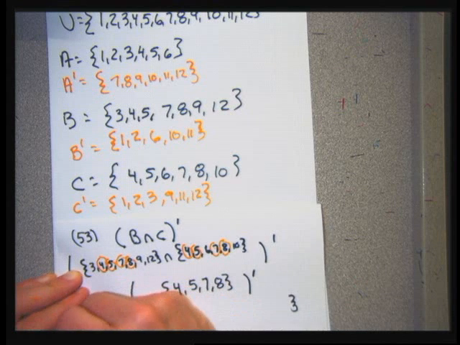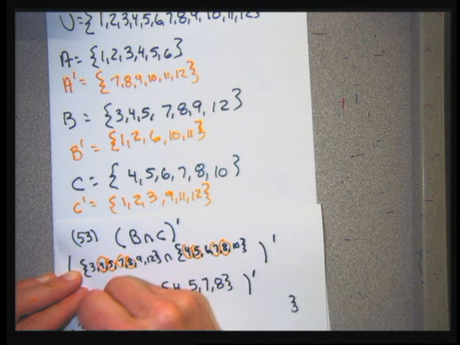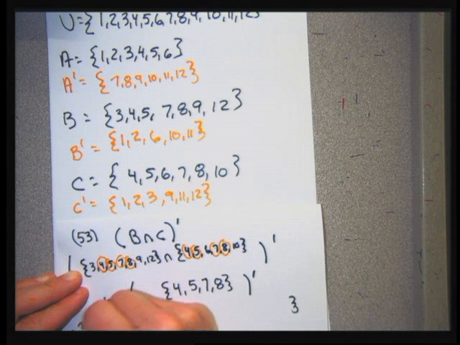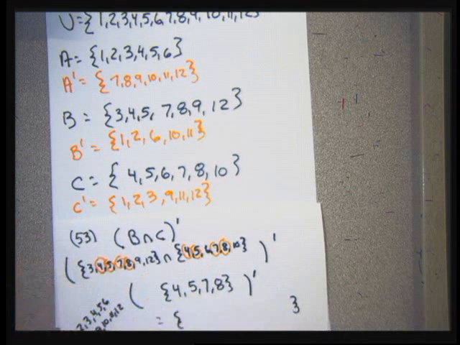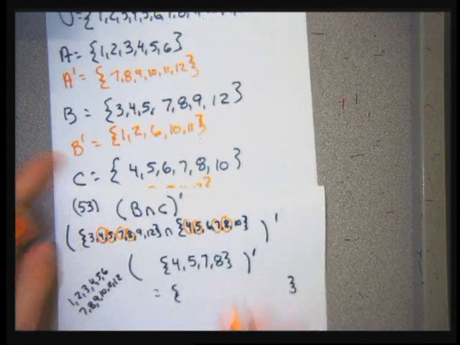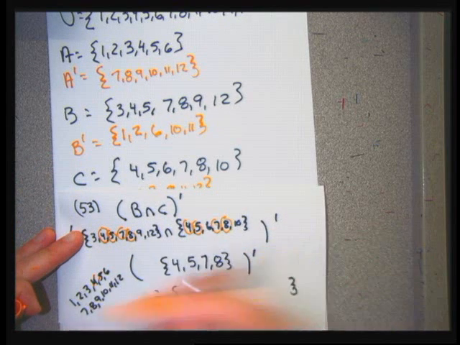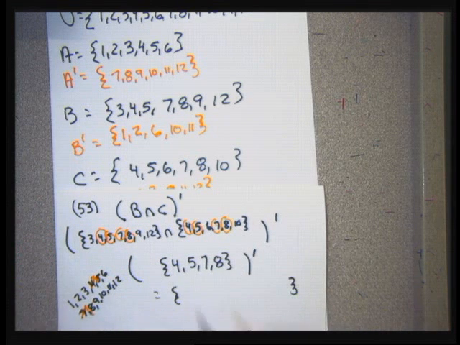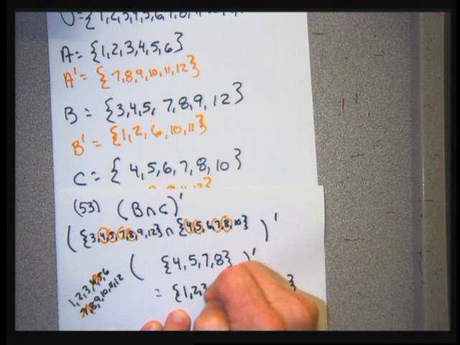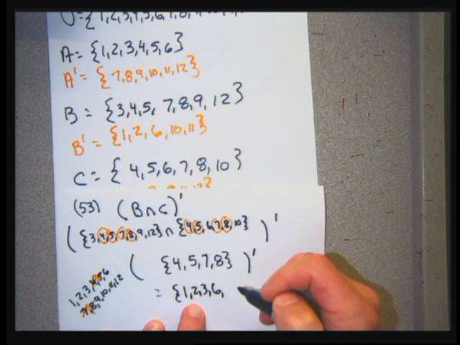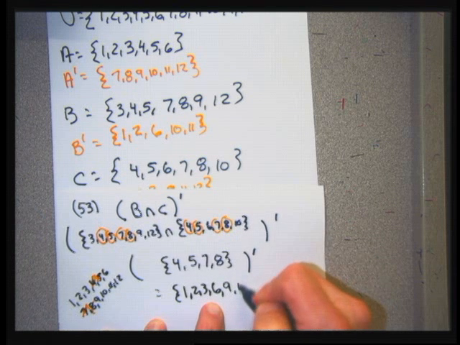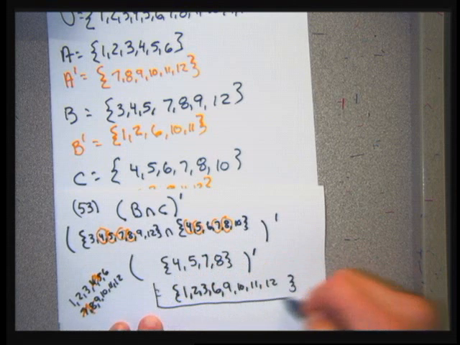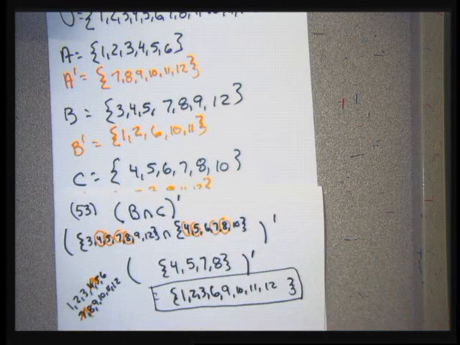So because the universe has the numbers 1 through 12, the complement of this set is going to be any number that's in the universe that's not in this set. So if I write down the universe and I cross out this set, 4, 5, 7, and 8, the items that I don't cross out are the complement. And what I haven't crossed out are the numbers 1, 2, 3, 6, 9, 10, 11, and 12. And that's going to be the answer to this problem. So B intersection C complement is going to be the set that has the numbers 1, 2, 3, 6, 9, 10, 11, and 12.